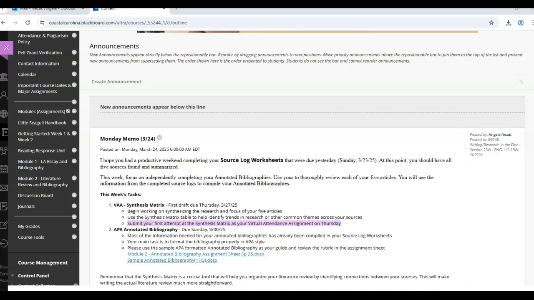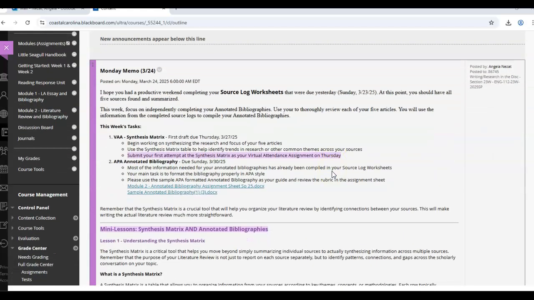By now, you should have all 5 sources found and summarized. So I really want to circle back to a couple of things. One thing that I want to remind you about is the purpose of the literature review paper.